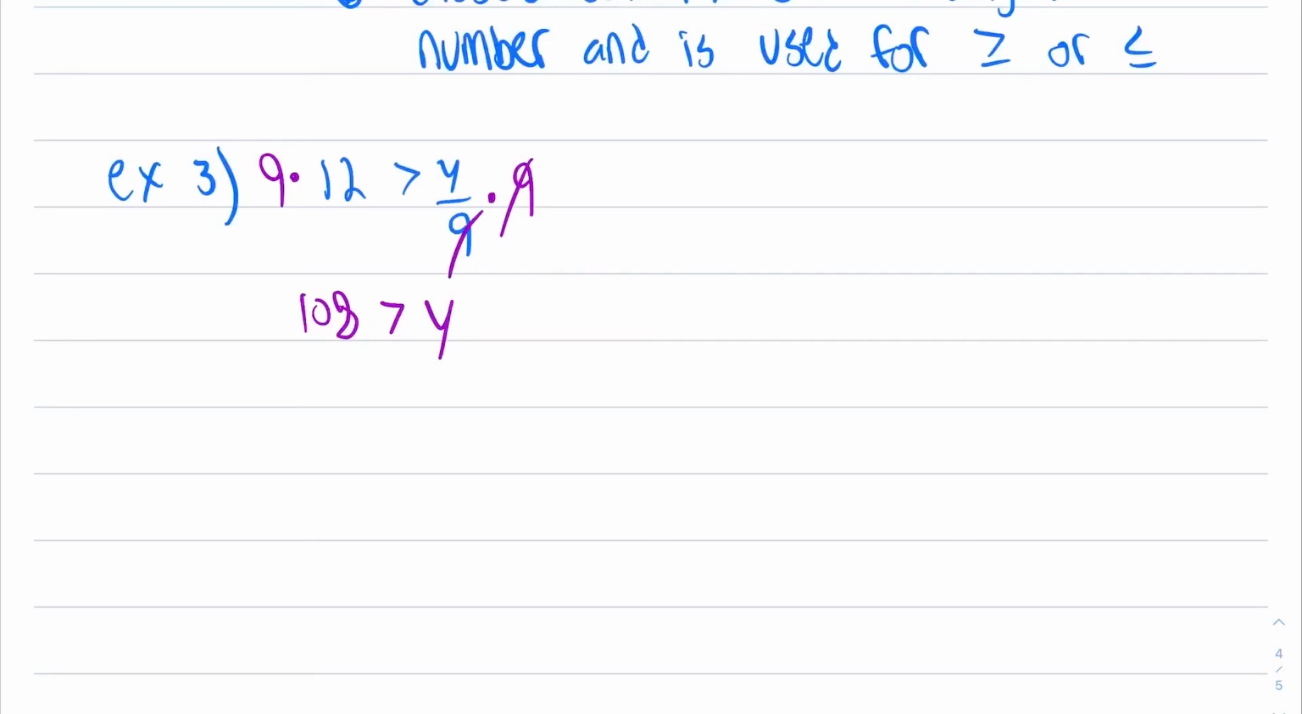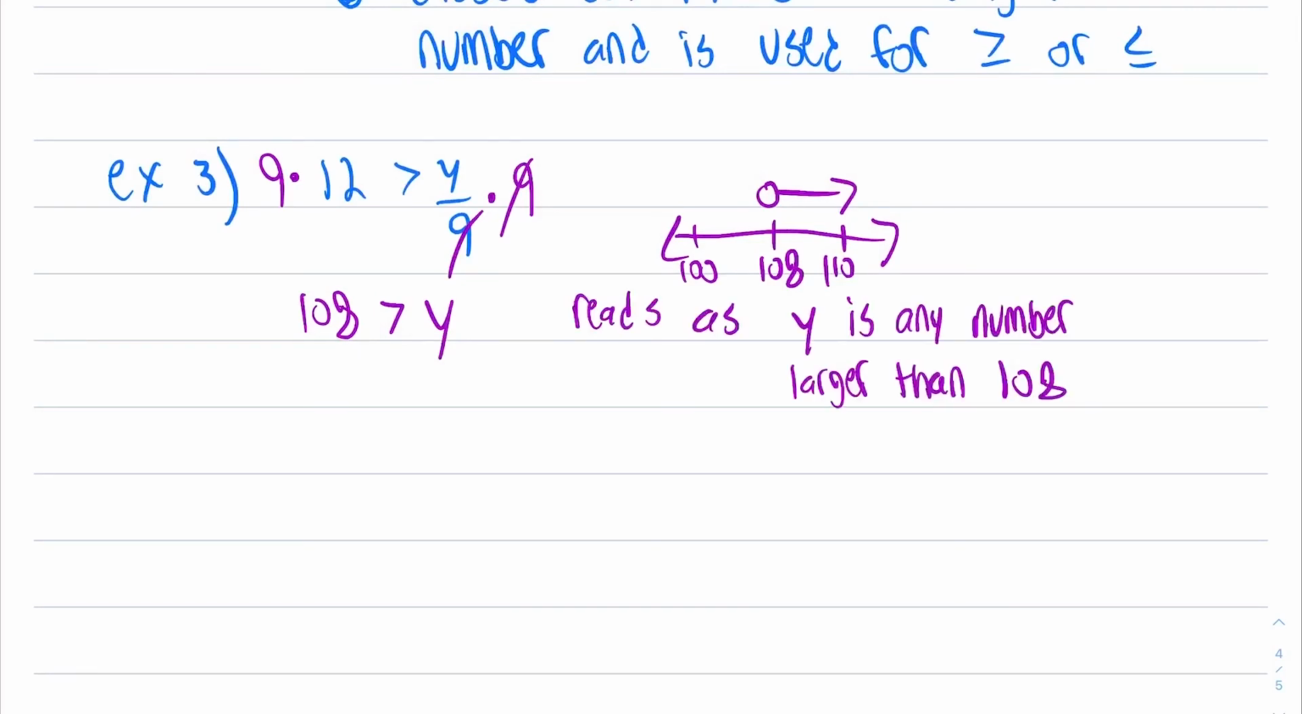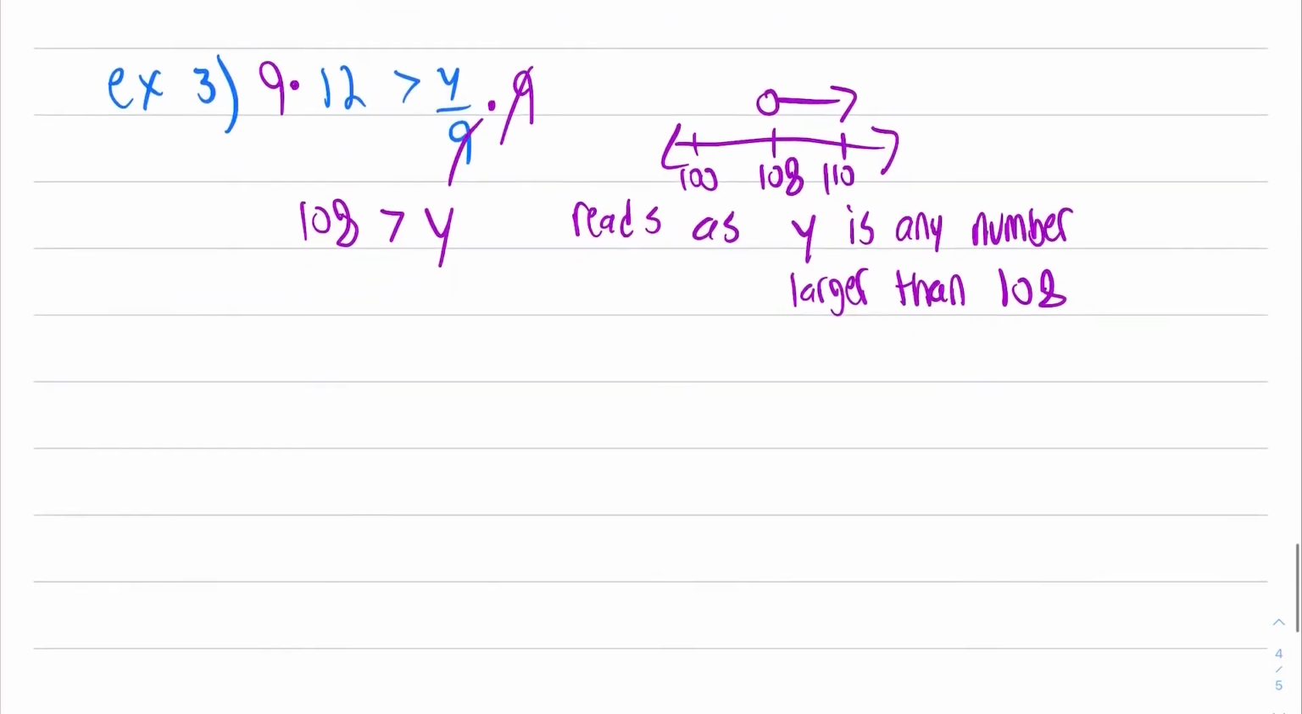On the number line, we need to make that line. We need the number 108 on there. We need something bigger like 110. We need something smaller. We'll throw 100 on there. We can't be 108 because we're not equal to it, but we can be anything that's less than it. There's a number line. You would read that as y is any number smaller than 108. The last example had to be split into another video because otherwise this would be too long.